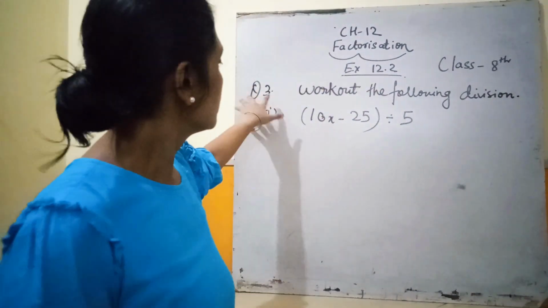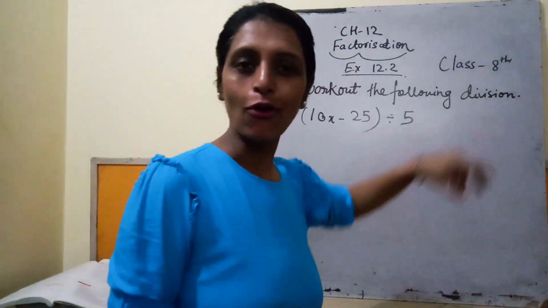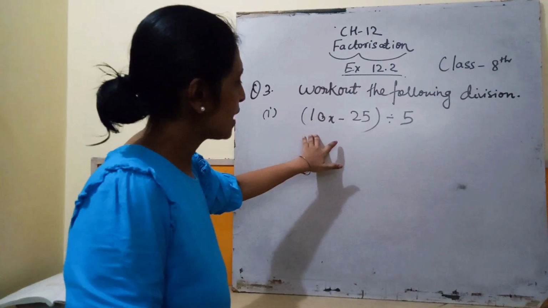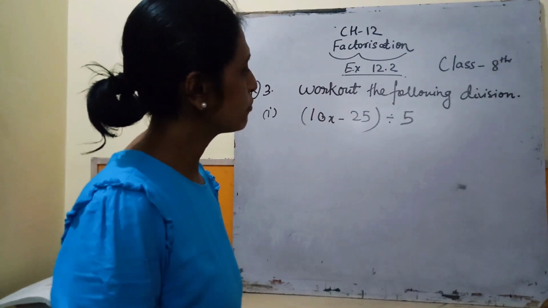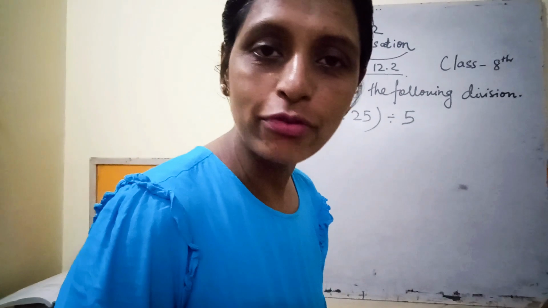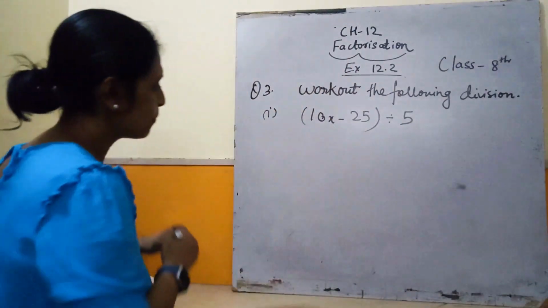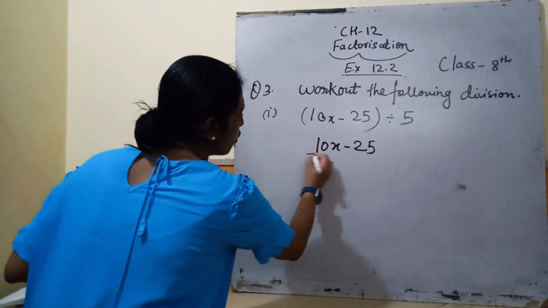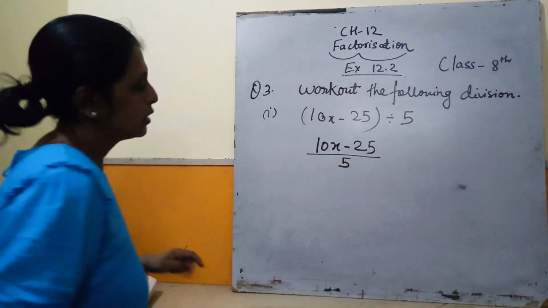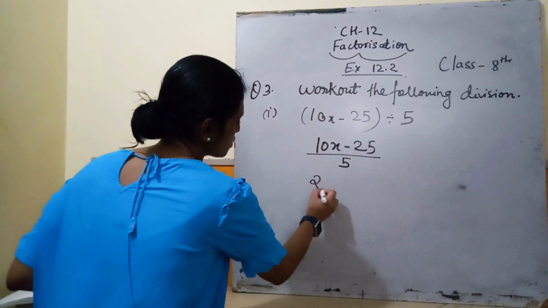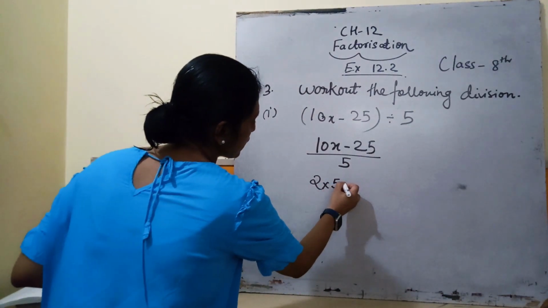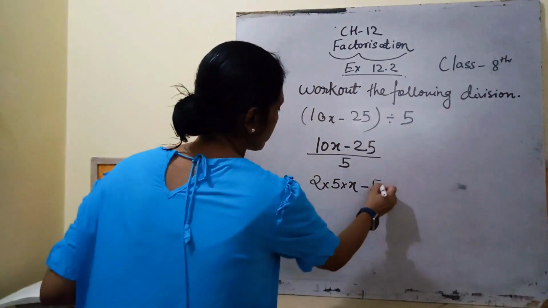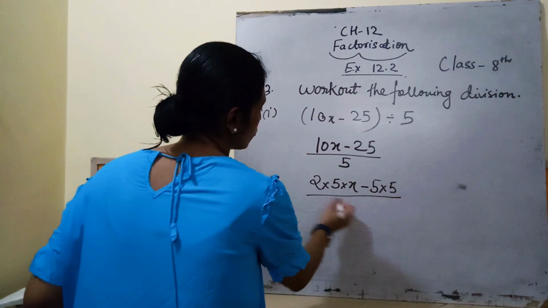Coming to the third question, we have to work out the following divisions. The first part is to divide the algebraic expression 10x minus 25 by 5. Let's see how to do it. It is (10x minus 25) upon 5. 10 can be written as 2 into 5 into x, minus 25 can be written as 5 into 5, upon 5.